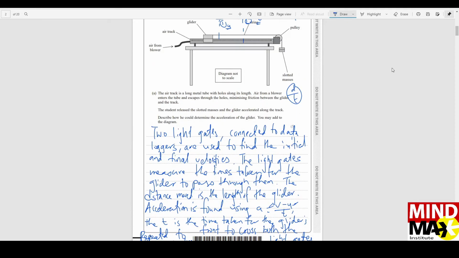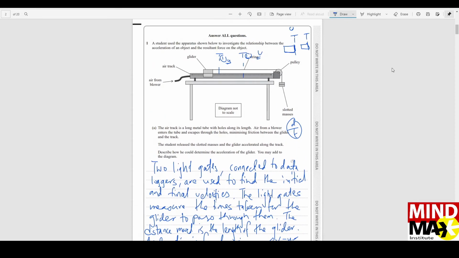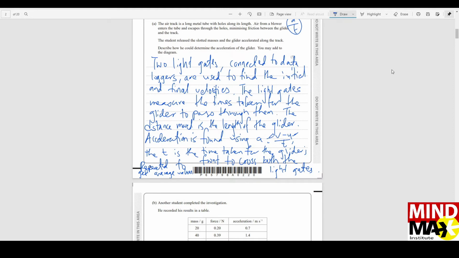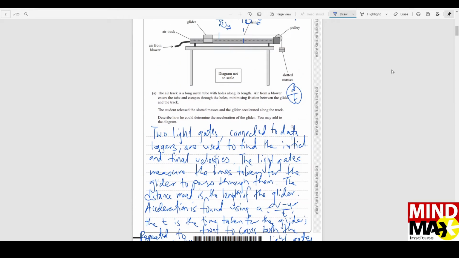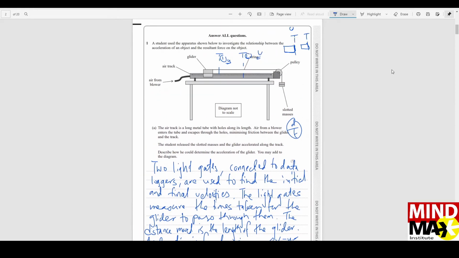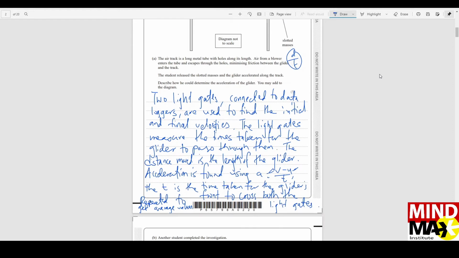Using this we are going to get the acceleration, and we have to repeat this experiment to get average values. That's the general rule of any experiment in physics or chemistry or any form of science: you have to get repeat readings. The more readings you get, the more average and the more accurate the value will be. So that's what we did over here.